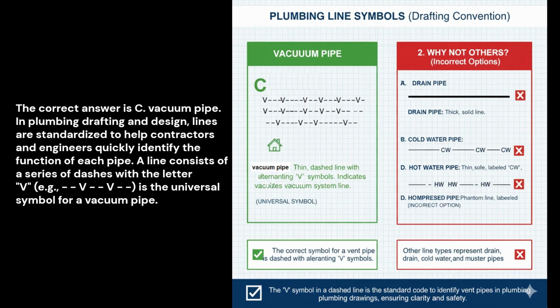Vacuum pipe. In plumbing drafting and design, lines are standardized to help contractors and engineers quickly identify the function of each pipe. A line consisting of a series of dashes with the letter V, for example, V V, is the universal symbol for a vacuum pipe.